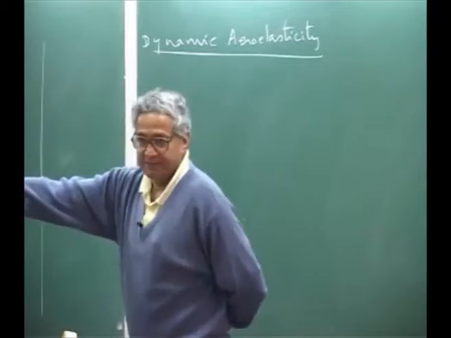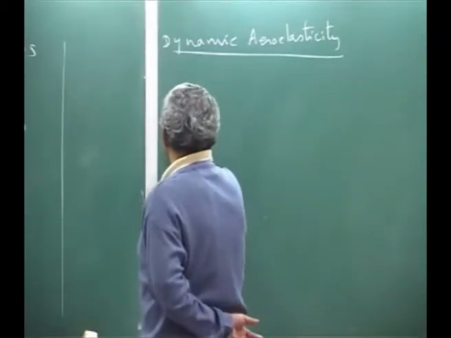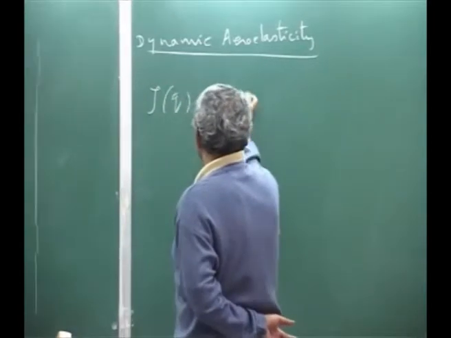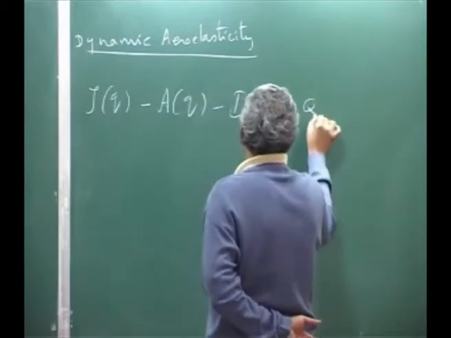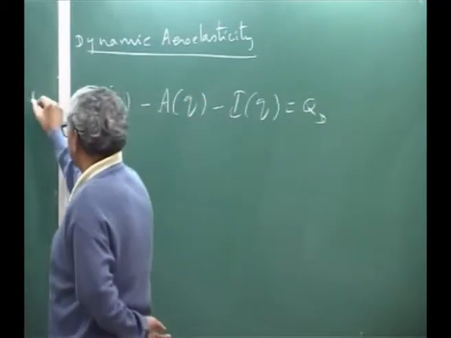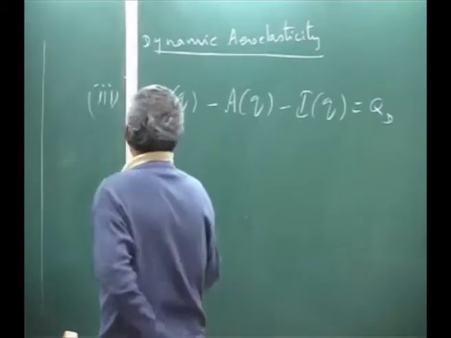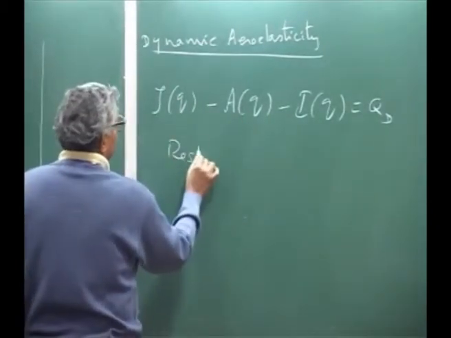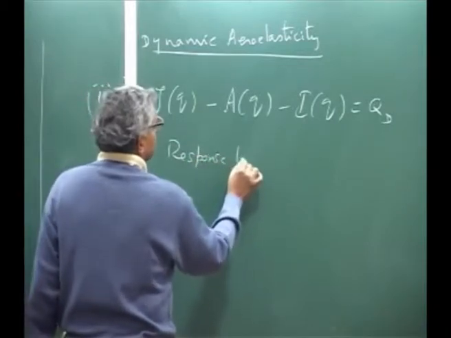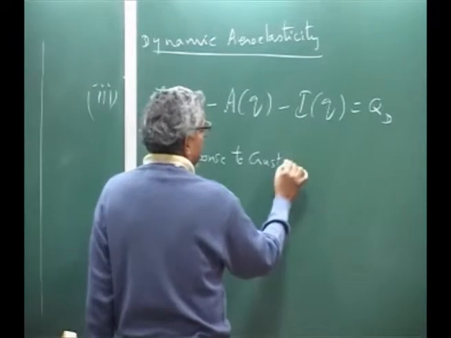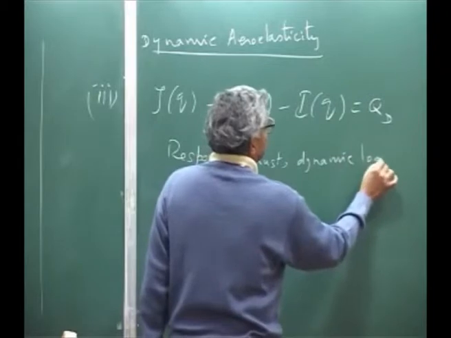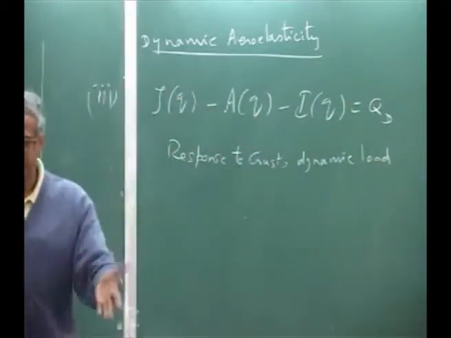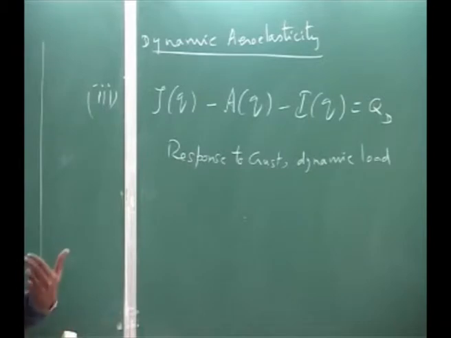Under this, you will have the full equation. There is no Q minus AQ minus IQ equals QD. This is the response to a burst or any dynamic load. Okay. QD can be landing, because when you land there is an external load that comes in, an impulse type of load.